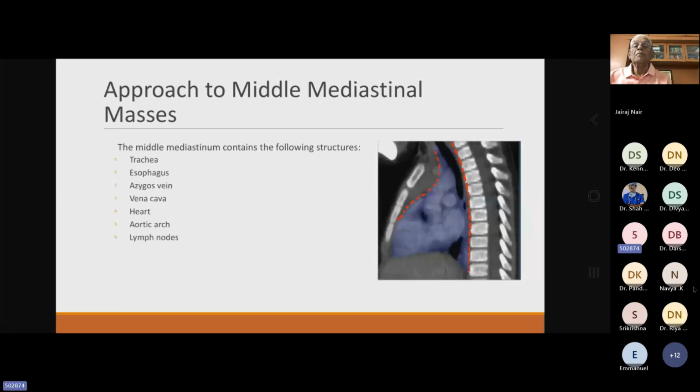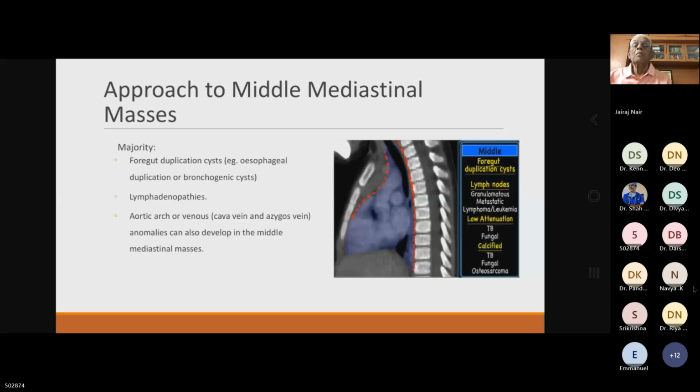The middle mediastinum contents include the trachea, esophagus, azygous vein, vena cava, heart, aortic arch, and lymph nodes. Among middle mediastinal masses, the most common are cysts, including foregut duplication cyst, esophageal and bronchogenic cyst, and lymphadenopathies. Aortic arch or vena cava anomalies can also develop in the middle mediastinum.